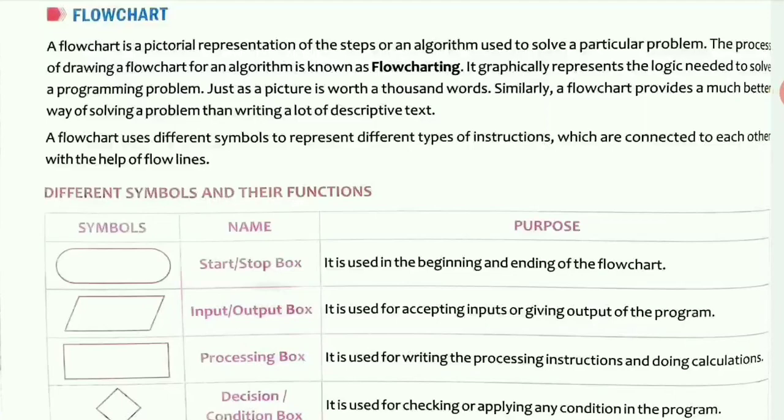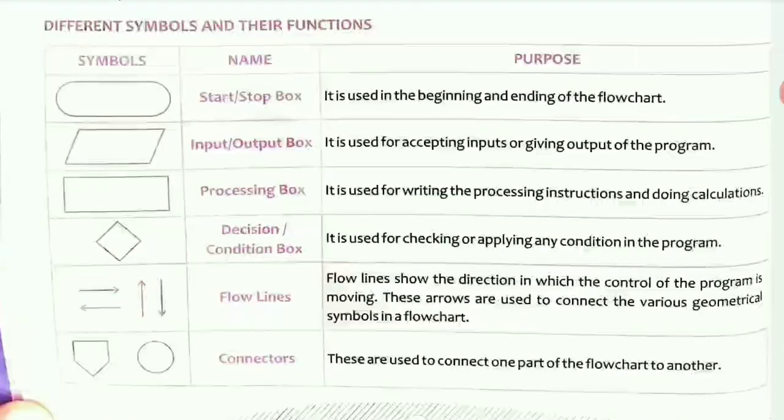So what is a flowchart? A flowchart is a pictorial representation of the steps of an algorithm used to solve a particular problem, or in other words, you can say a flowchart is a pictorial representation of an algorithm. And in the flowchart we use some symbols to do the work. These symbols are very familiar to you because you have been doing flowcharts in class 6 and 7 also.